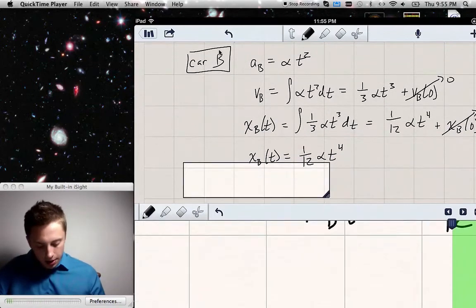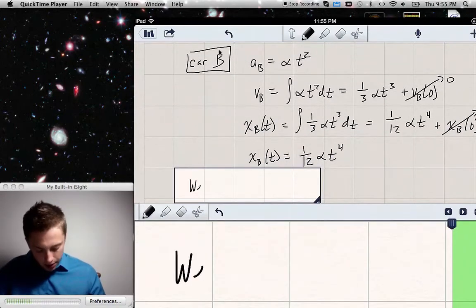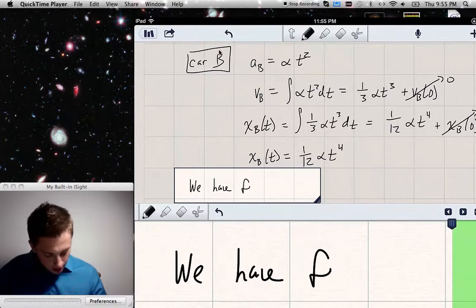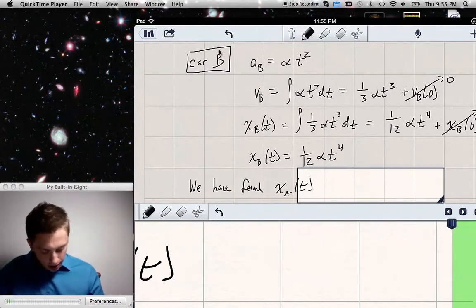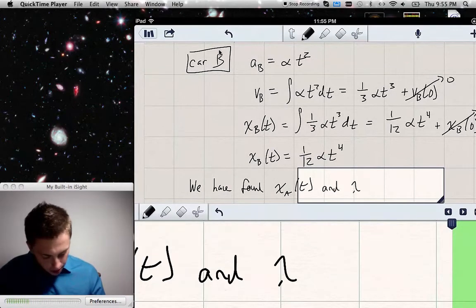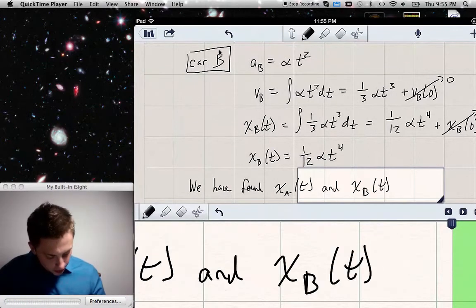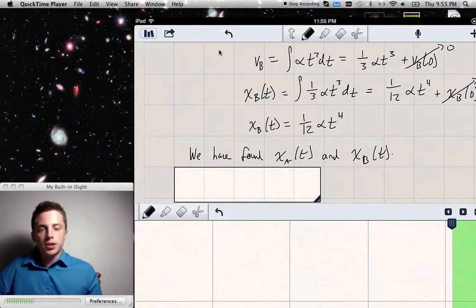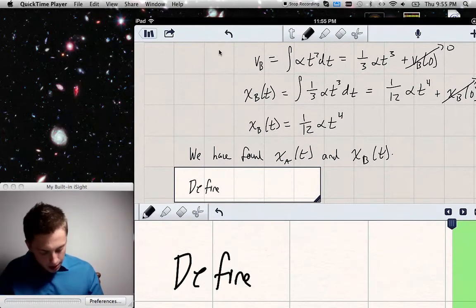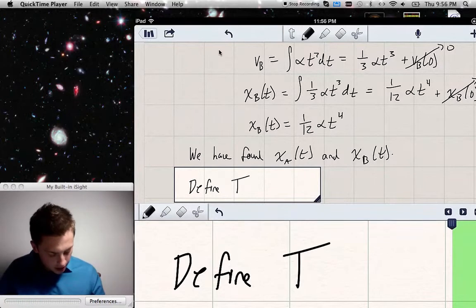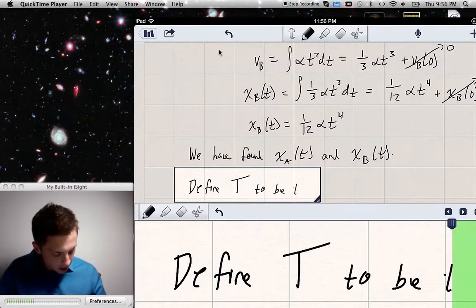So in summary, we have found x_A, the coordinate of car A at any time, and the coordinate of car B at any time. We're interested in knowing when they meet, so let's define t to be the meeting time.